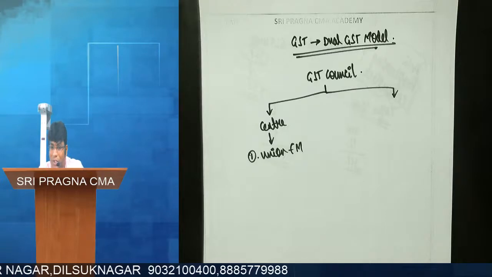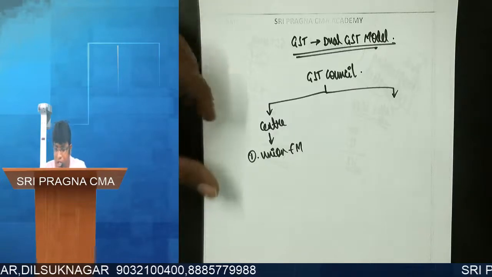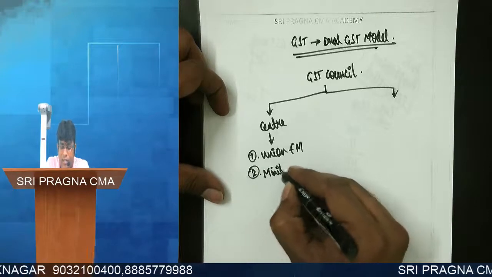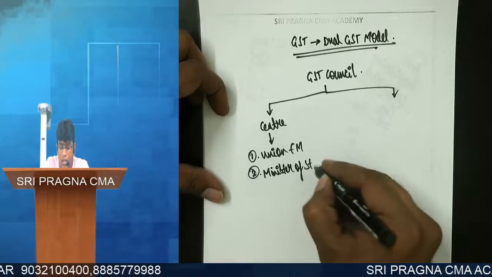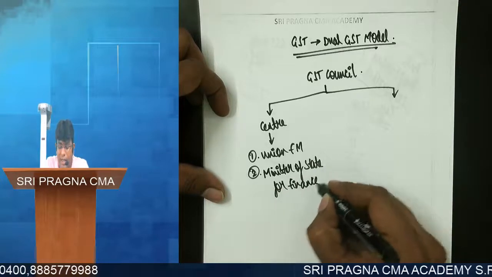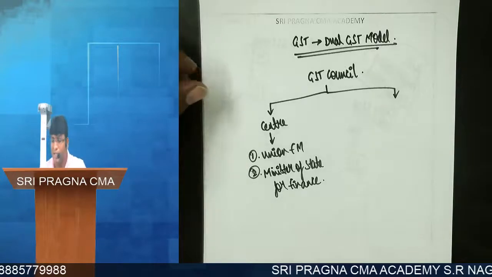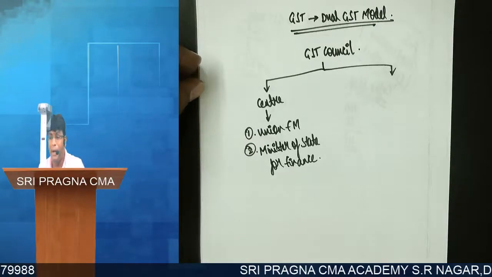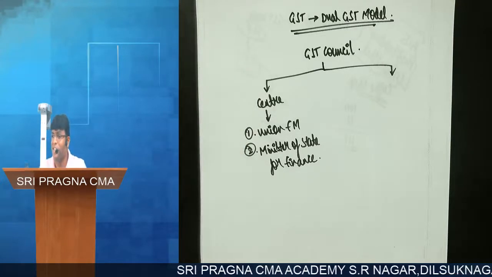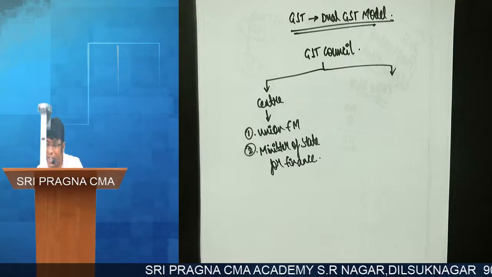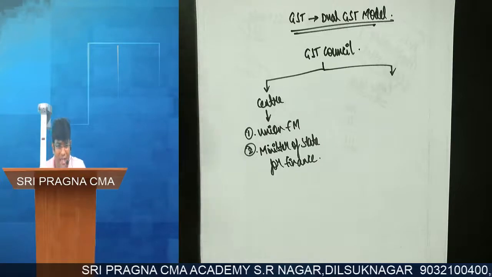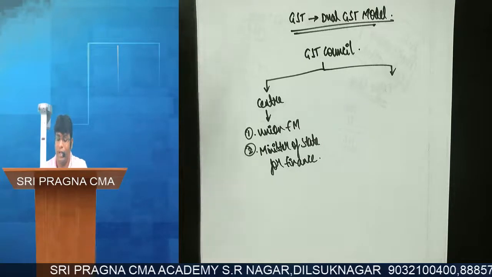So, from the center side, there are two members. Number one, Union Finance Minister. Number two, his title is Minister of State for Finance. Sir, he is somebody like a Deputy Finance Minister, but his title is Minister of State for Finance. Just because there is the word state, don't think that he is a state level person. He is a central level person only. He is a member of parliament only.